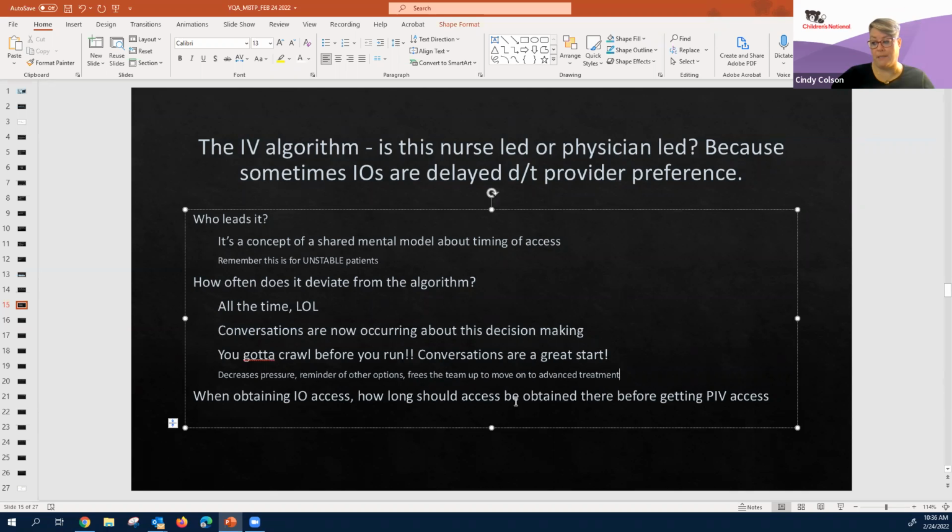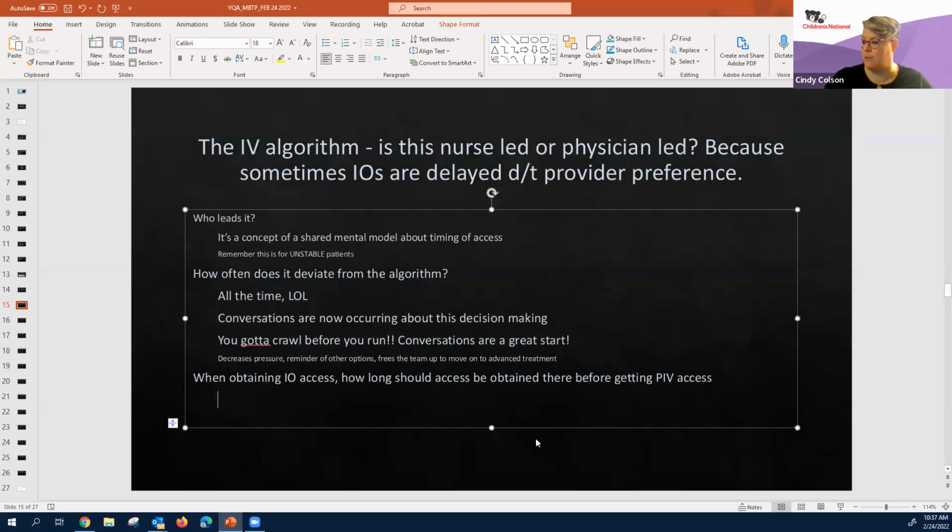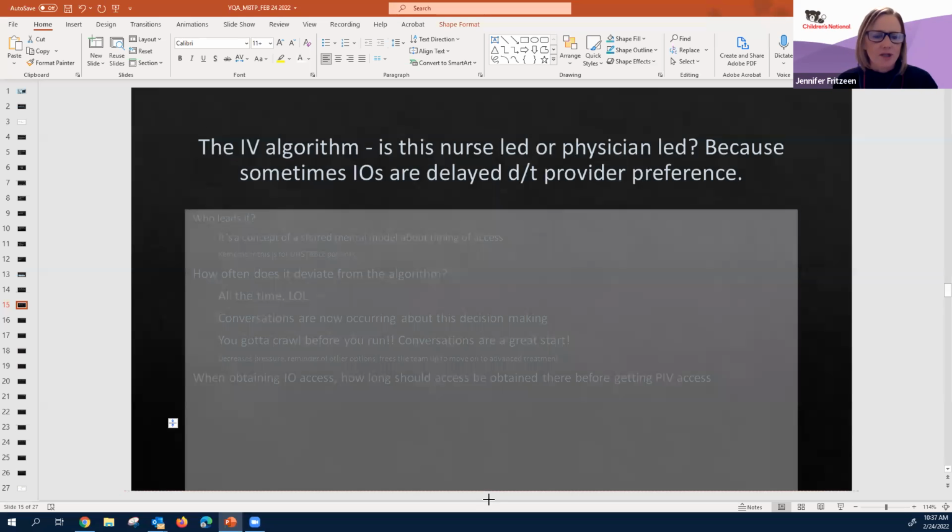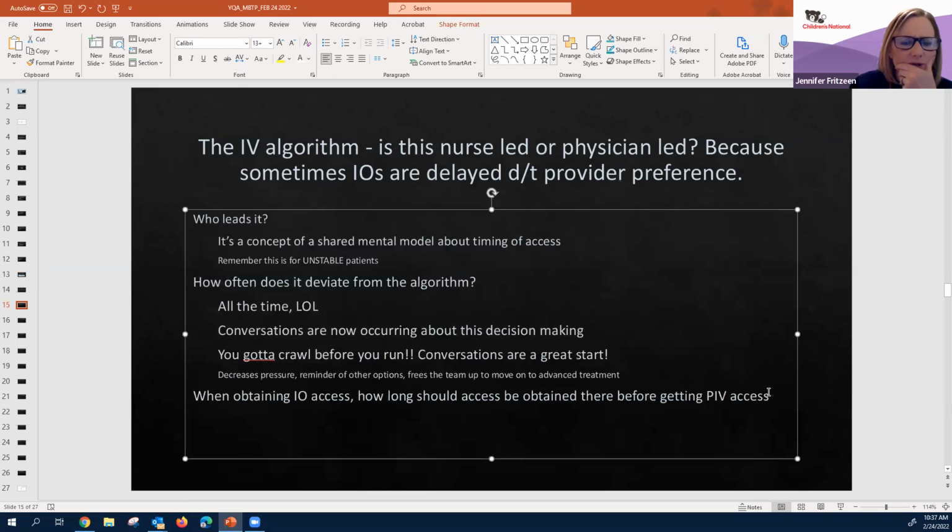When obtaining IO access, how long should access be obtained before getting an IV? It's written a little bit weird, but I think you understand. No, I understand the question. It's a really hard question to answer because it depends on your patient's hemodynamic status. We could get an IO in and give some volume, and their distal pulses come back, they're warming up, and they look like they get good blood flow. At that point, I would say go ahead and try a peripheral IV.